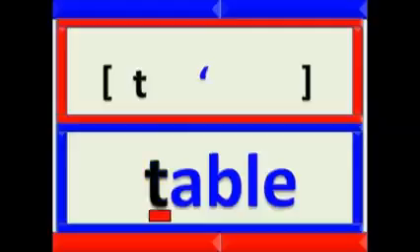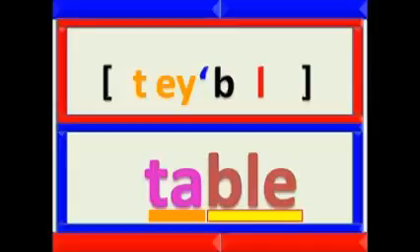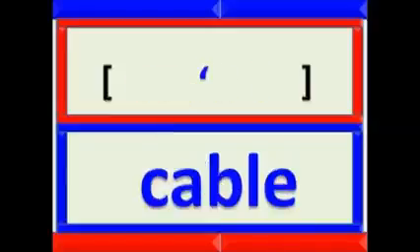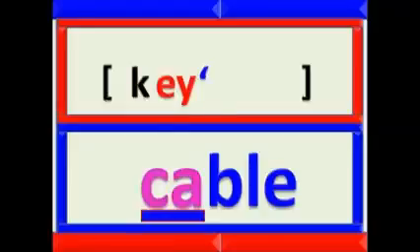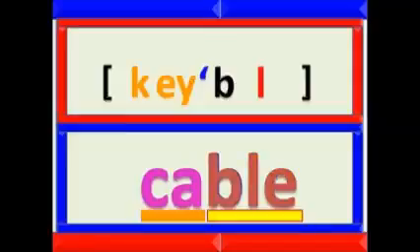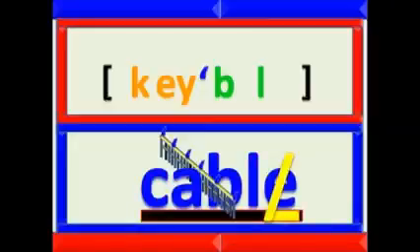Table. A, T, B, O, ball. Ta, ball. Table. Silent E. Fence behind the A, T, and then ball. Cable. K, A, K, B. Ball. Ka, ball. Cable. Okay, there's your fence.